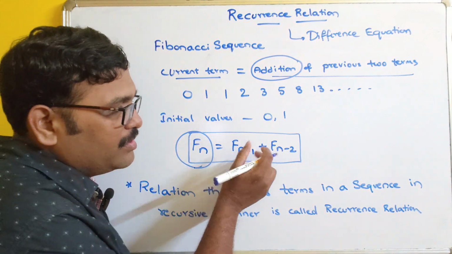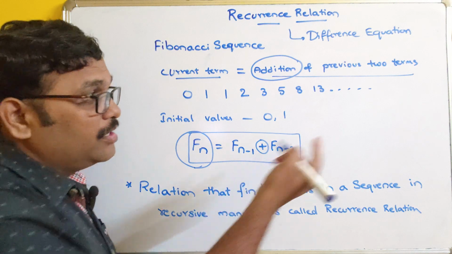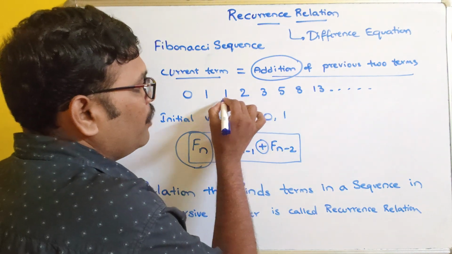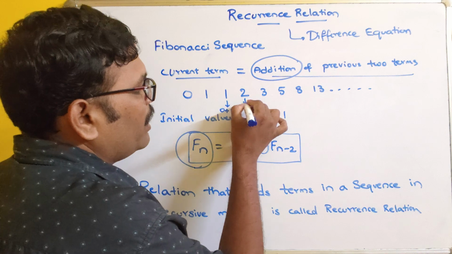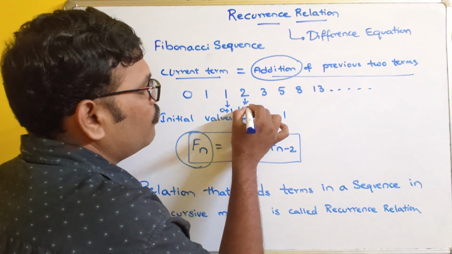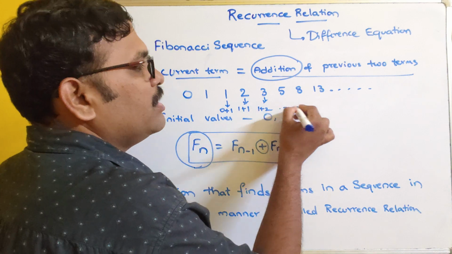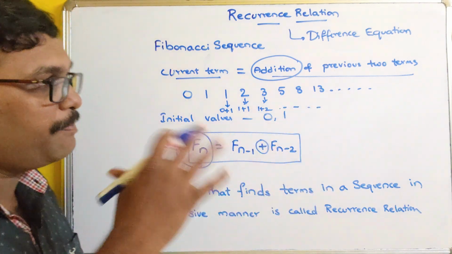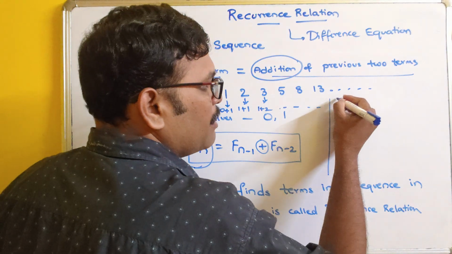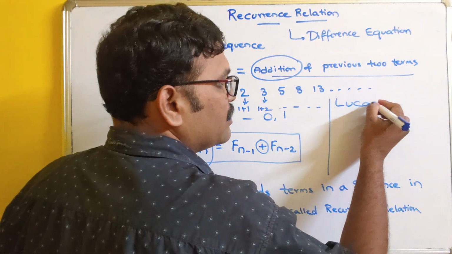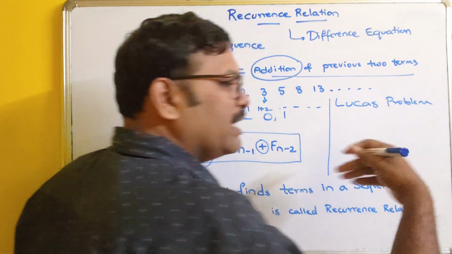The best example for the recurrence relation is the Fibonacci series. We are applying some functionality between the two previous terms. How are we getting 1? 0 plus 1. How are we getting 2? 1 plus 1. 3 means 1 plus 2, and so on. That means we are adding the previous two numbers. Similar to our Fibonacci series, there is one more example called the Lucas series, Lucas problem or Lucas sequence.